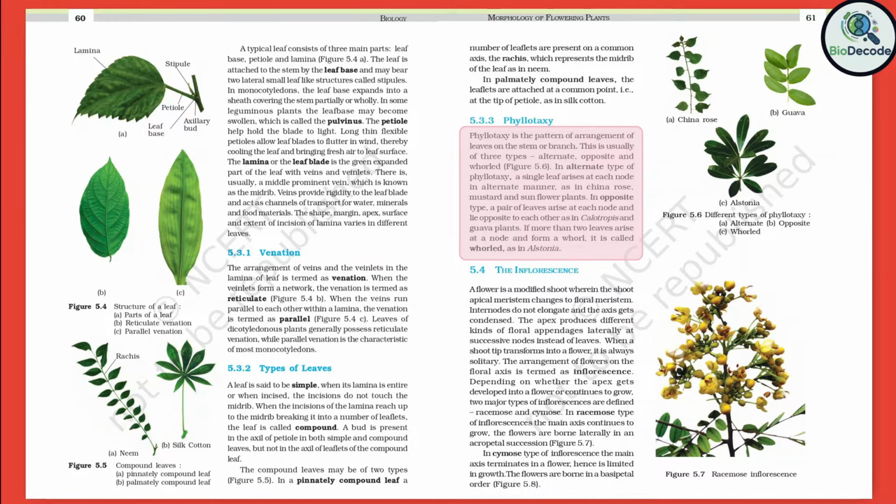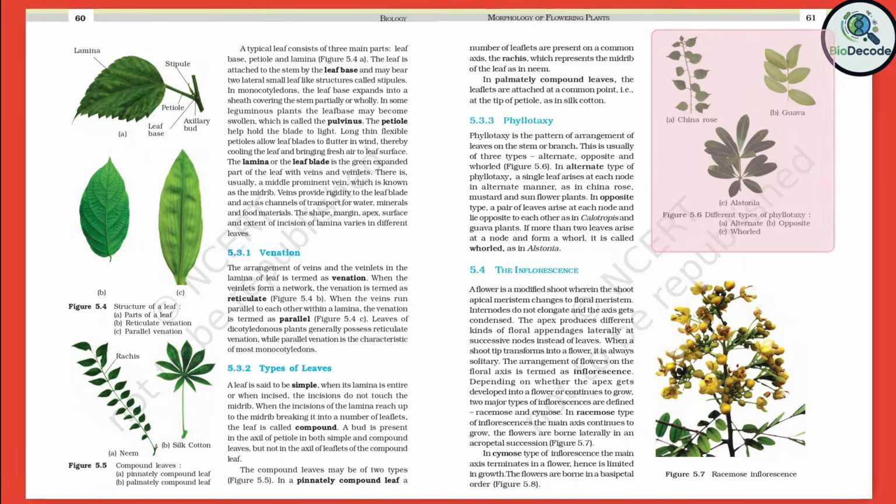This is usually of three types: alternate, opposite, and whorled. Figure 5.6. In alternate type of phyllotaxy, a single leaf arises at each node in alternate manner, as in China rose, mustard, and sunflower plants. In opposite type, a pair of leaves arise at each node and lie opposite to each other, as in calotropis and guava plants. If more than two leaves arise at a node and form a whorl, it is called whorled, as in Alstonia. Figure 5.6.